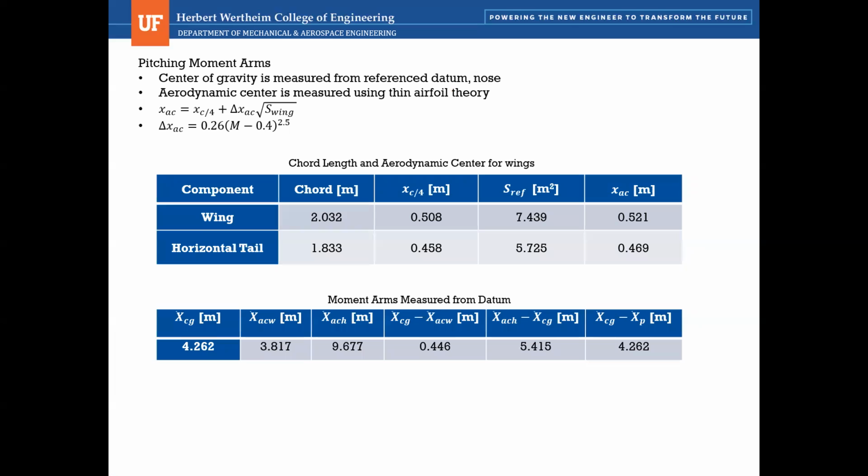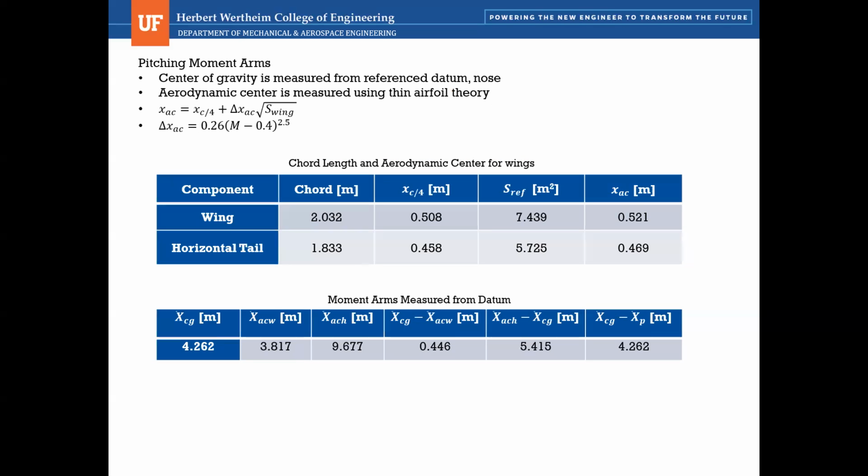In terms of our pitching moment arms, our wing pitching moment arms are relative to the aerodynamic center of the wings. It's noted that the center of gravity is measured from a reference datum, which is the nose of our aircraft. The aerodynamic center is used with these equations in the book. It's noted that the aerodynamic center is at the quarter chord of the airfoil using thin airfoil theory. However, to approximate a better value in terms of Mach number and speed, we can use this delta AC. Our center of gravity of our entire aircraft with respect to that reference datum at the nose was 4.262 meters.